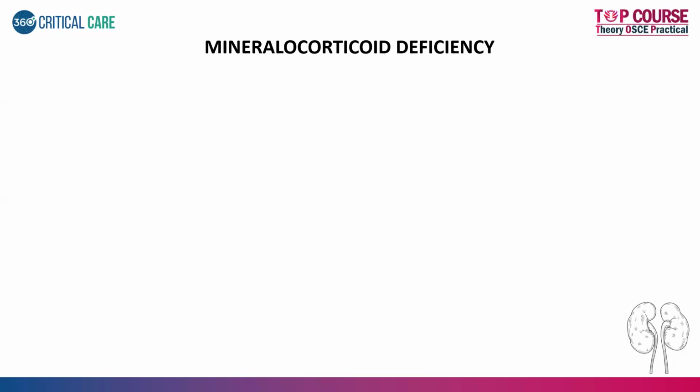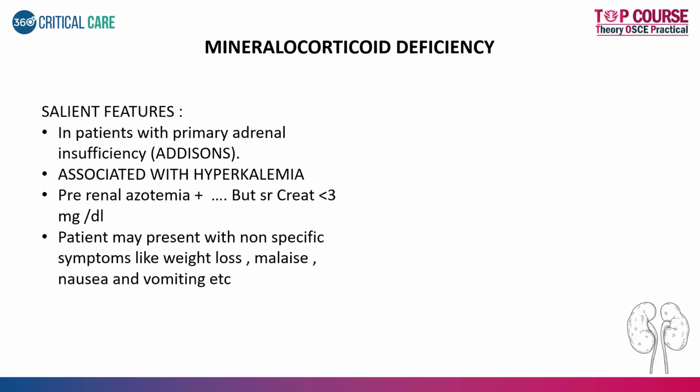So why do we do that? How does it affect? Okay. So the usual salient features which are usually seen in patients with mineralocorticoid deficiency: patients will have hyponatremia associated with hyperkalemia. Okay, they will have pre-renal azotemia, but their serum creatinine usually is less than 3 milligrams per deciliter. They can present with non-specific symptoms like weight loss, malaise, nausea, and vomiting.